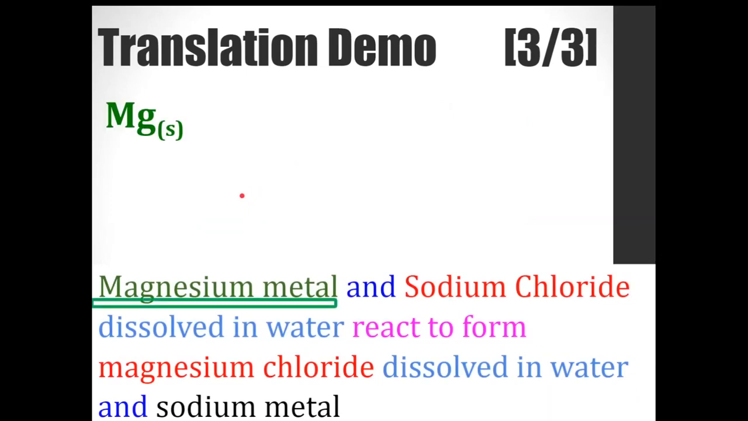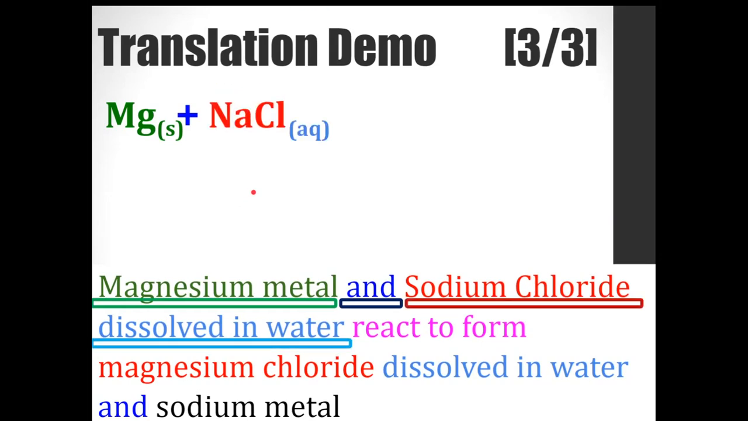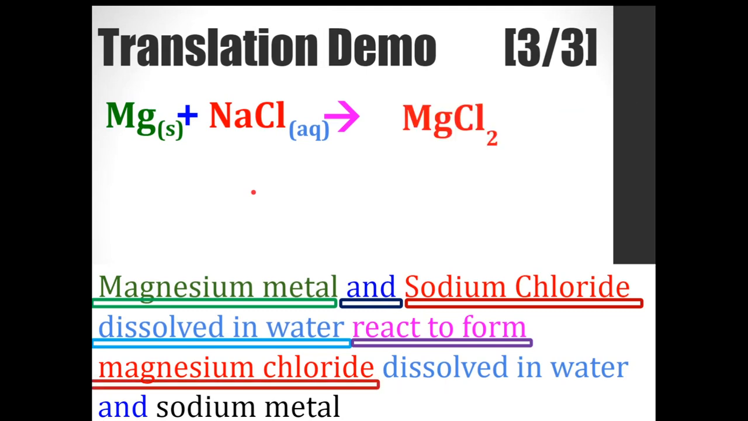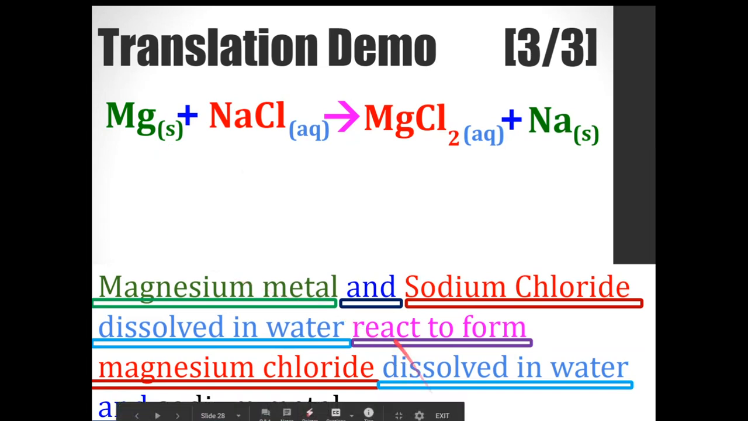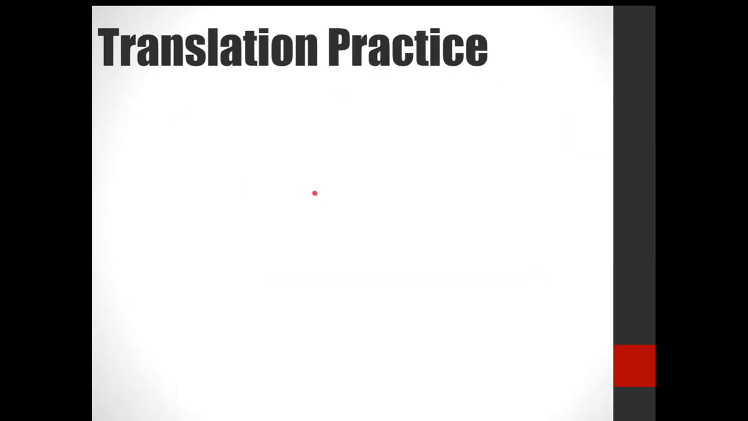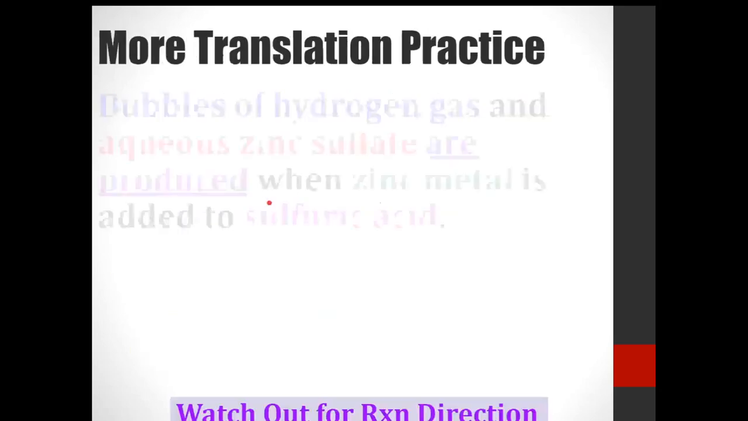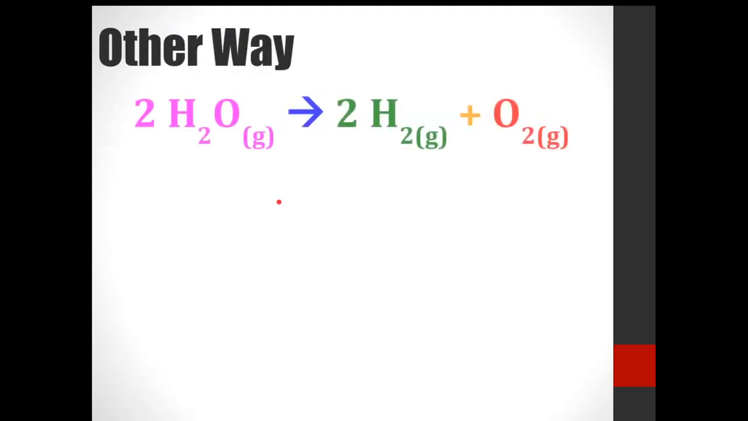This one's without arrows. Magnesium metal and sodium chloride dissolved in water react to form magnesium chloride dissolved in water and sodium metal. As you can see, translating it should be done from the beginning to the end, piece at a time, and you suddenly have your English into chemistry. Now, there's practice. You can go play with this. I'm going to leave that to you.